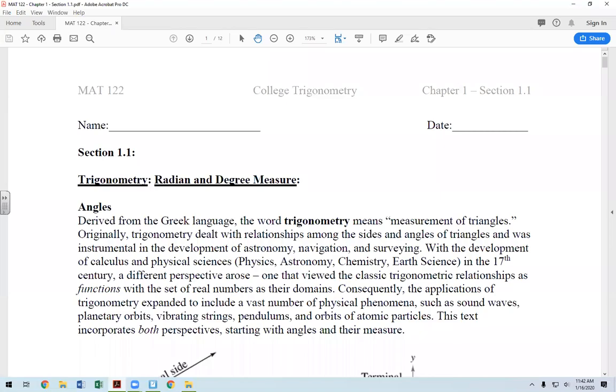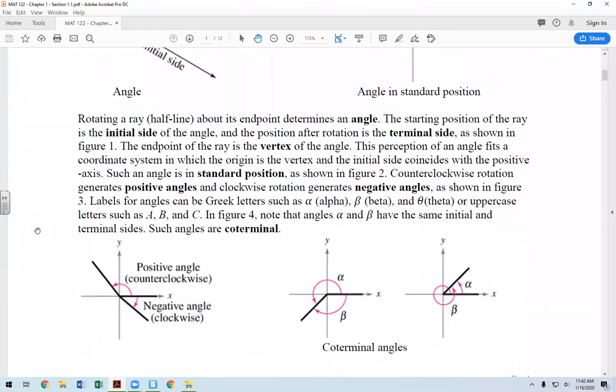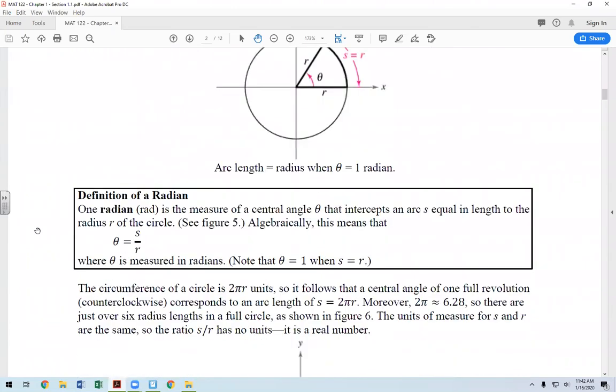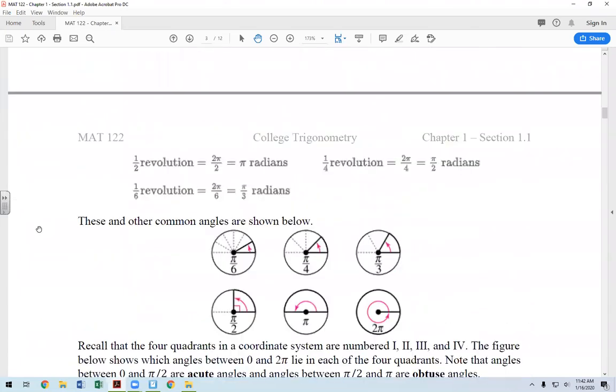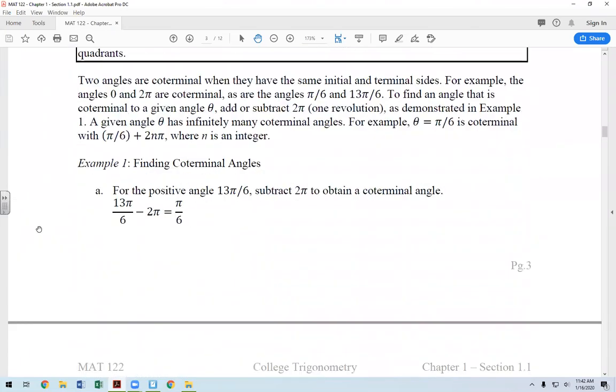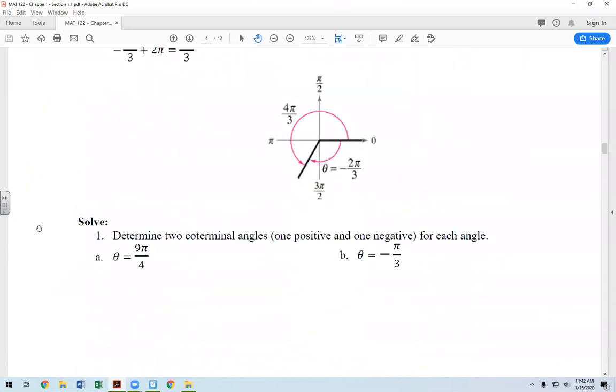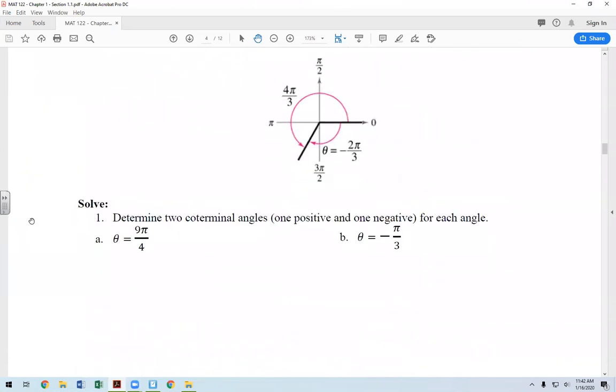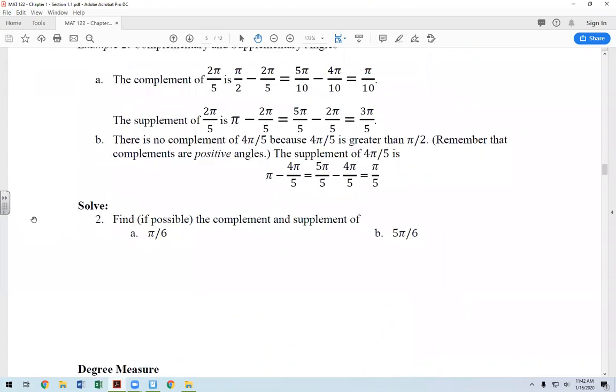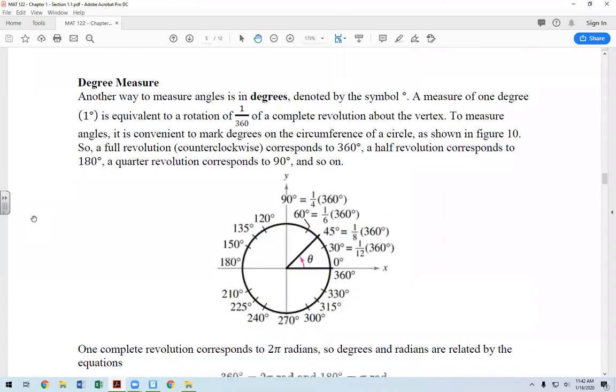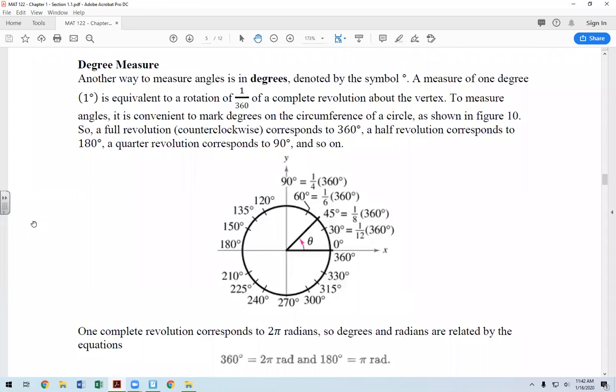All right, so we just introduced section 1.1. We went over basically the radian calculations. So let's get into our, what page were we on? 6. Yeah, so we had just started with this one. Did you guys have any question about what we did last time before we move on? All righty.